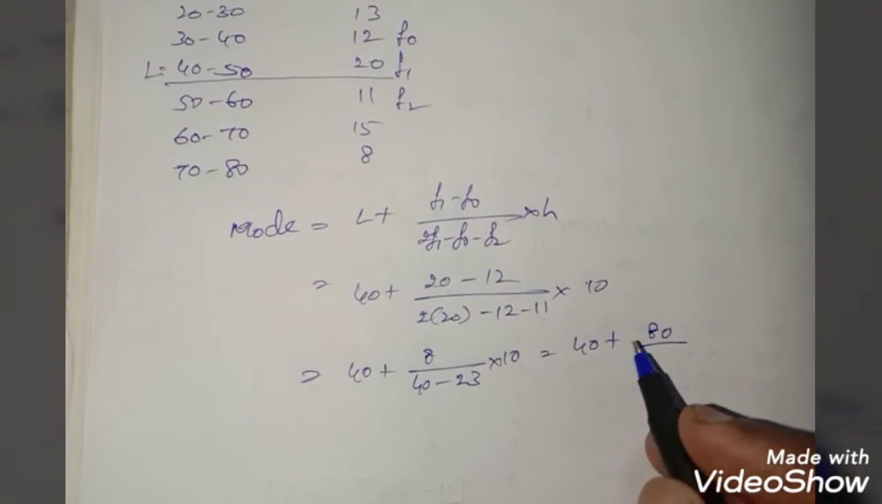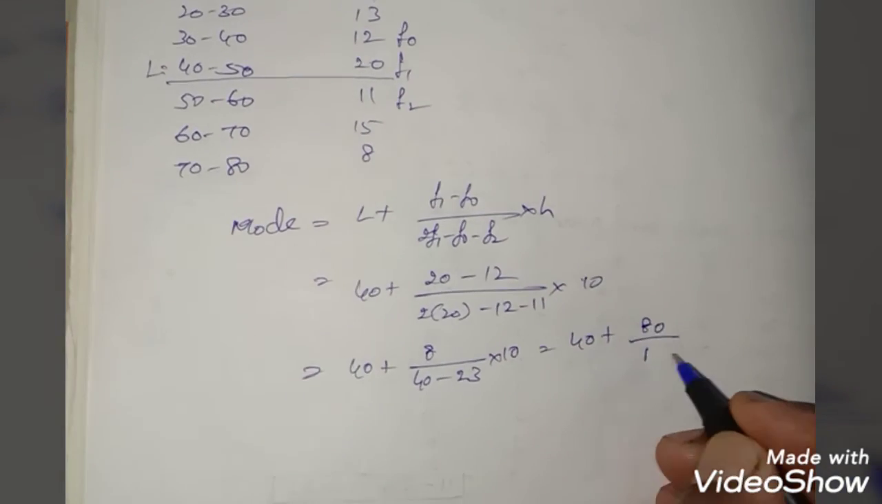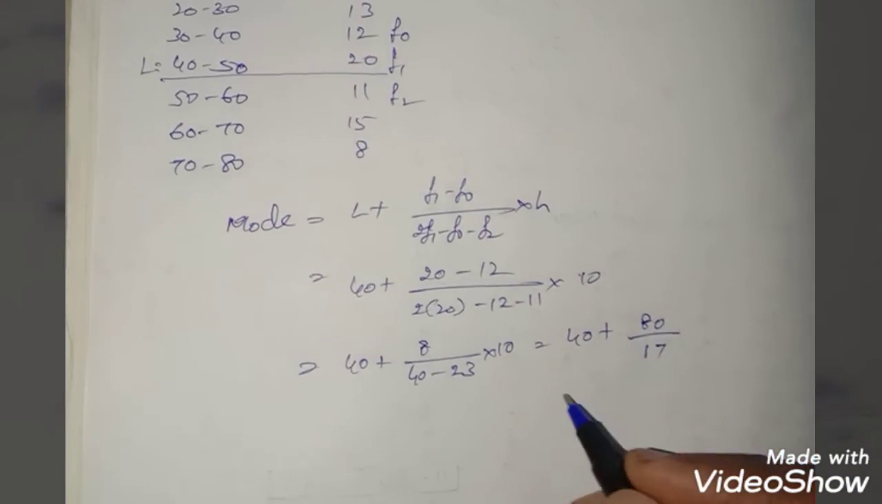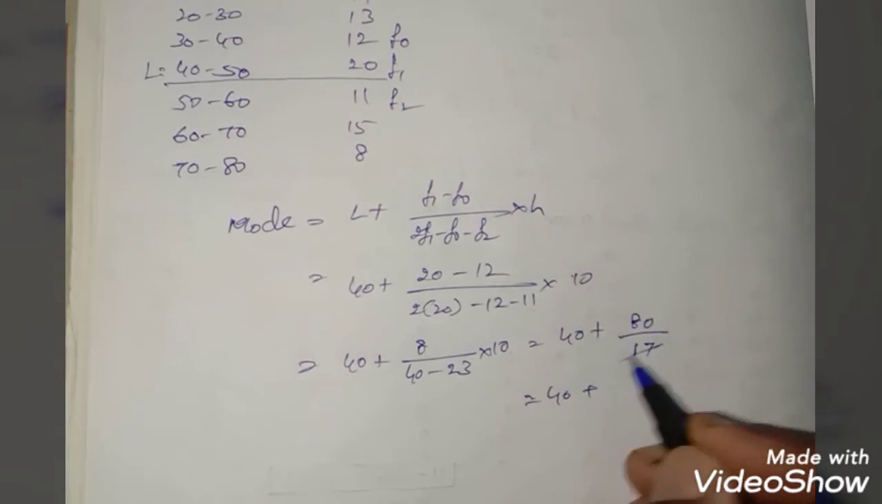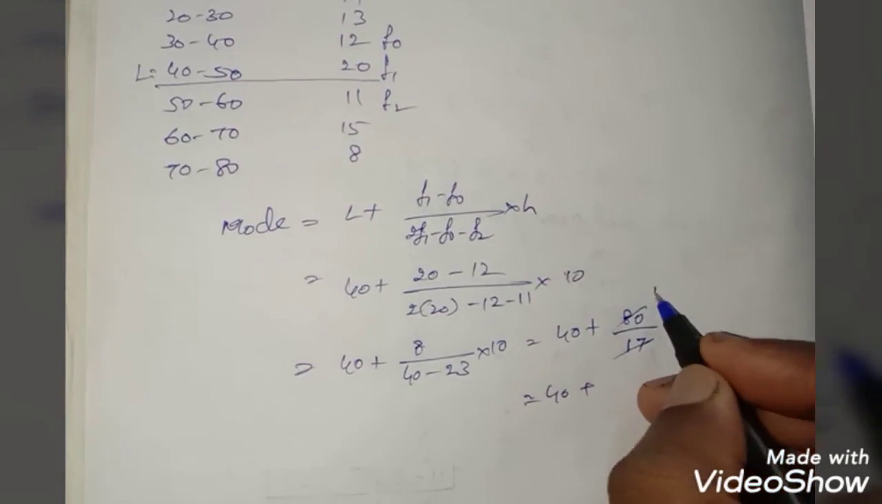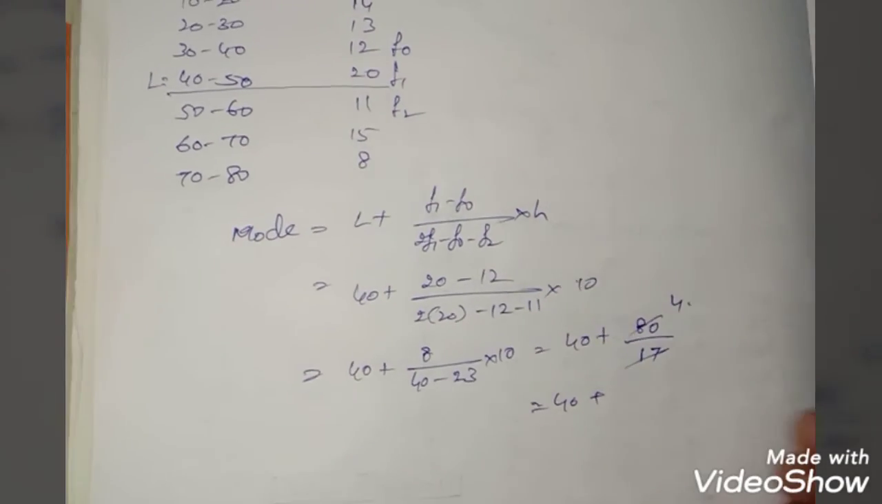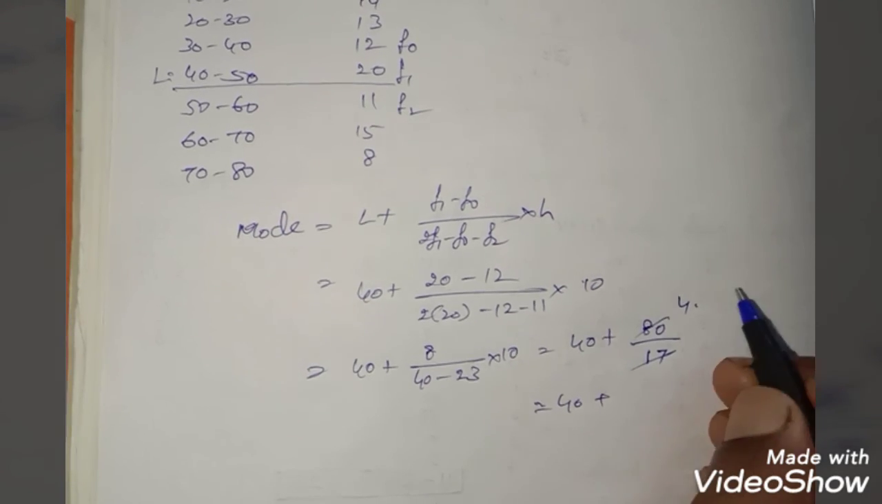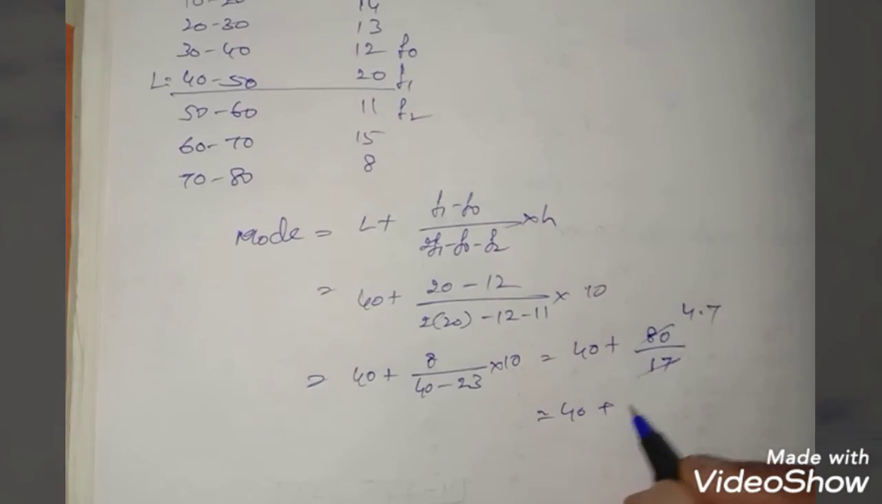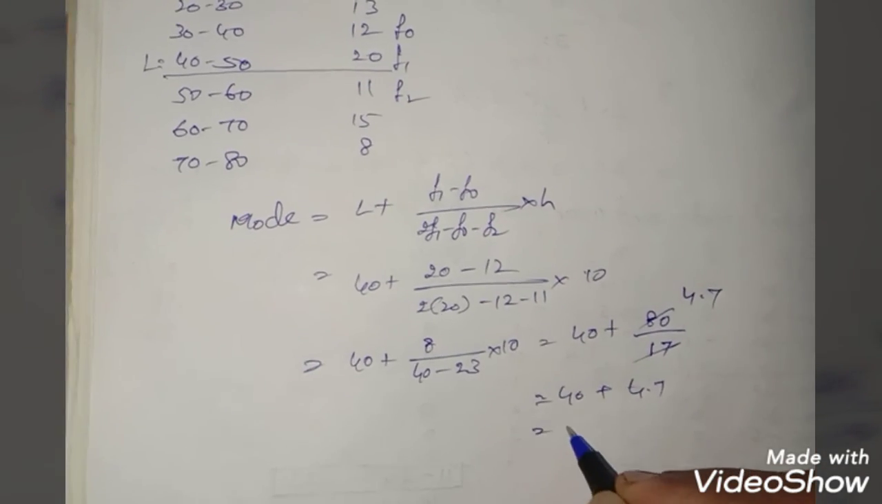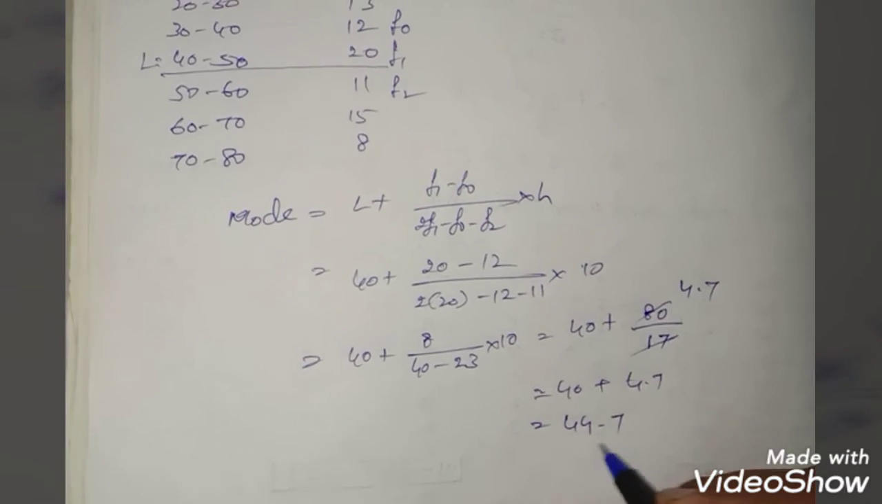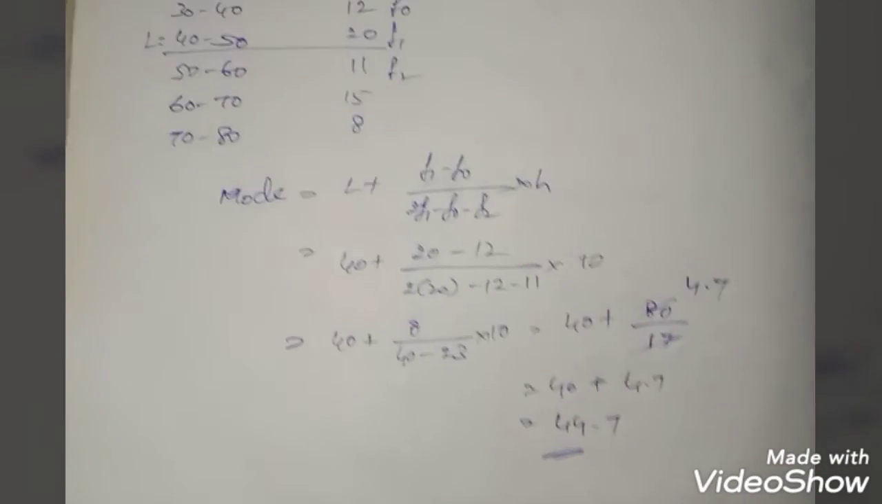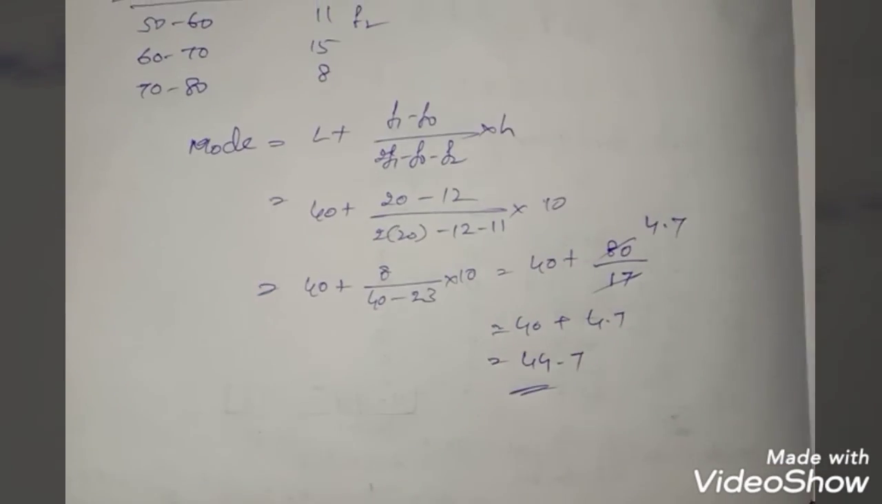You will get here 17. Now here 40 plus, divide this with 17, 17 4s, next point you will get balance, you will get approximately 7, so you will get 4.7, that is the answer is 44.7, right? So hope you people have understood all these problems.